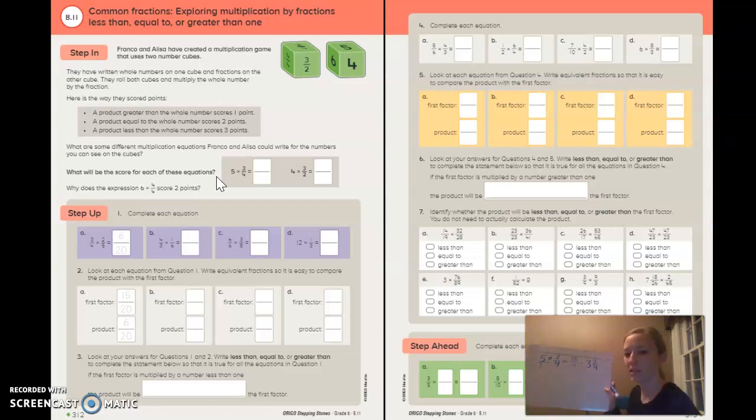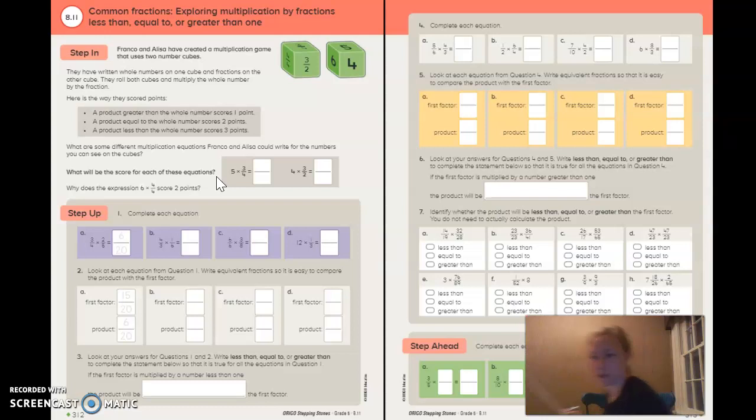So now I have to figure out what score this person got on that roll. Well, the answer was 3 and 3/4. So I have to look back at how they scored things. It says a product greater than the whole number scores 1 point. Our whole number that we started with was 5. So is 3 and 3/4 greater than 5? No, that one doesn't apply. A product equal to the whole number scores 2 points. Is 3 and 3/4 equal to 5? No. Or a product less than the whole number scores 3 points. Well, 3 and 3/4 is less than 5, so I know this person on this roll scored 3 points.